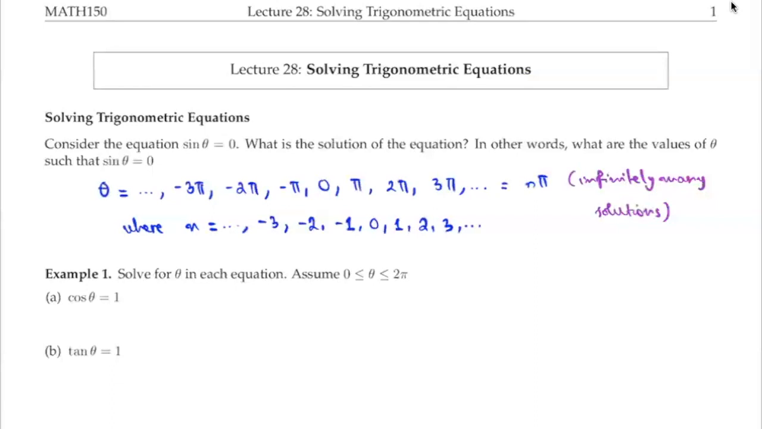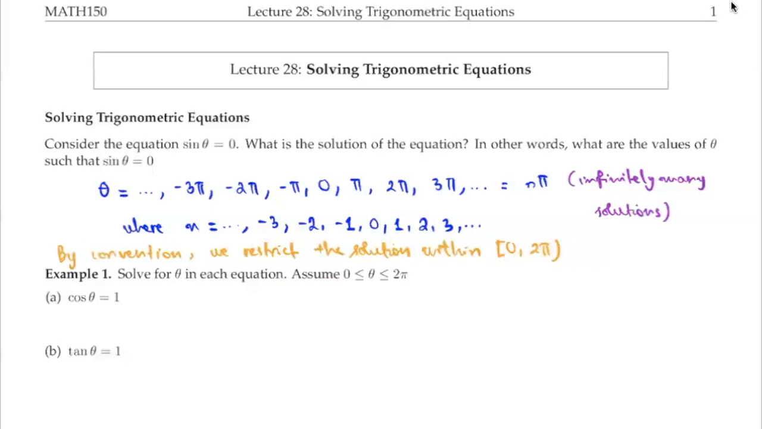and by convention, we restrict the solution to between 0 and 2 pi, just within the unit circle, rotating counterclockwise. So by convention, we restrict the solution within 0 to 2 pi. This notation right here indicates that this interval is a half-open interval, where you include the endpoint on the left-hand side and do not include the endpoint on the right-hand side.